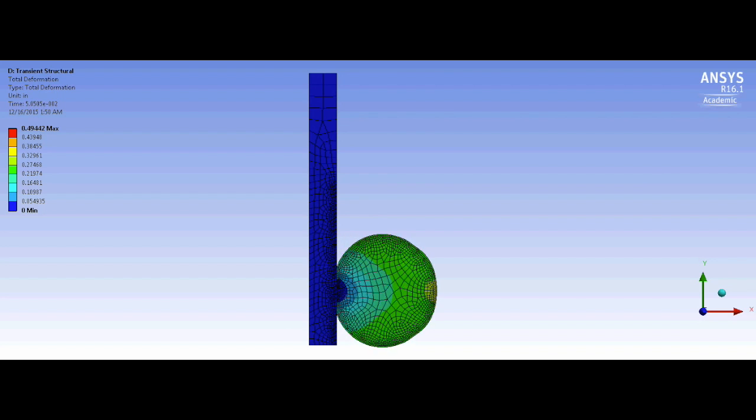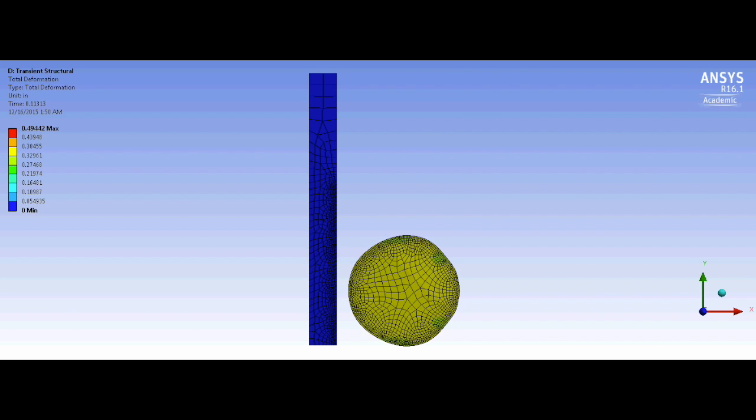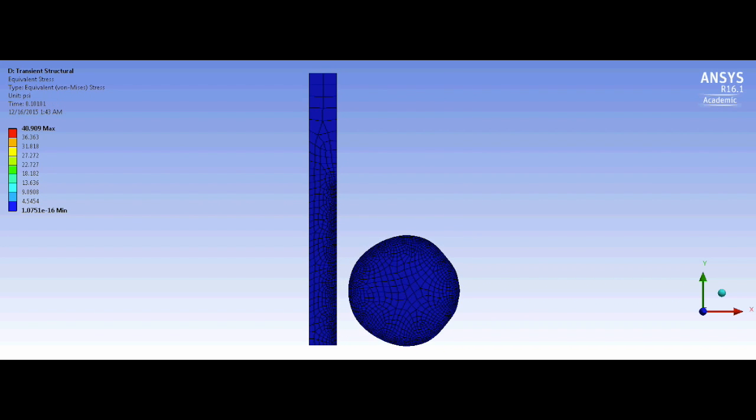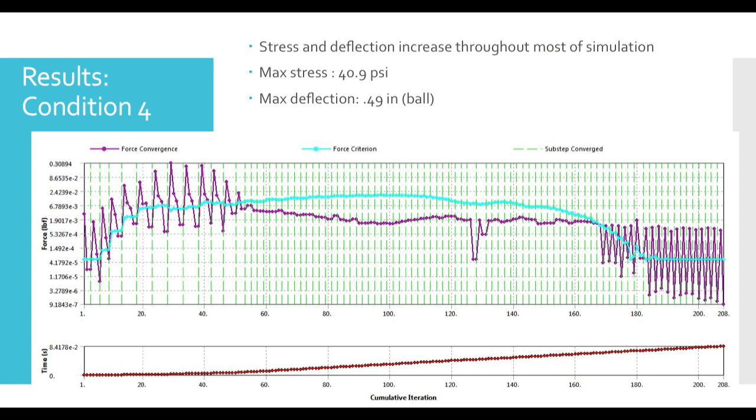Finally, we have condition 4 with the aluminum bat. You can see there's about 0 deflection in the aluminum bat, and as you'll see on the next slide, the max deflection is a result of the ball, which is the only part of this that actually deflects. Although the bat doesn't deflect at all, there is a large amount of stress that is generated.